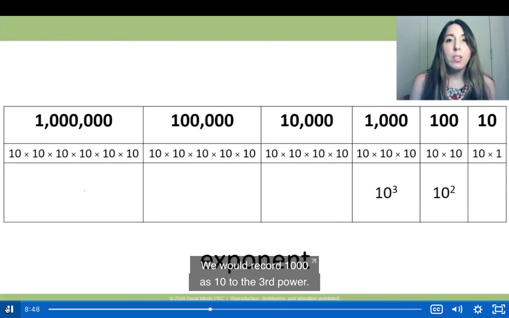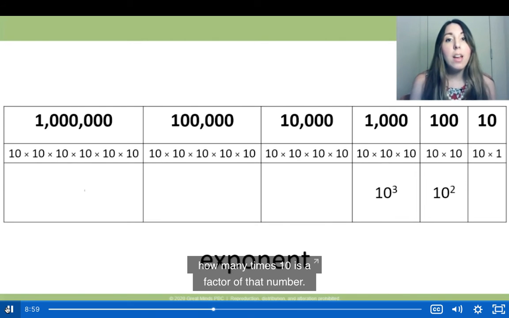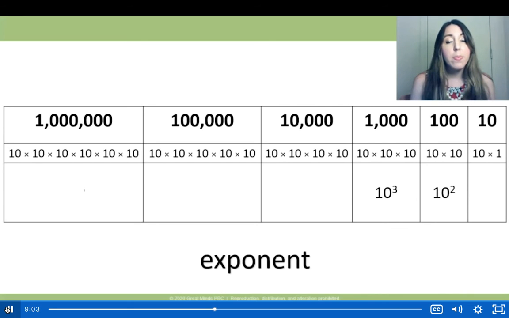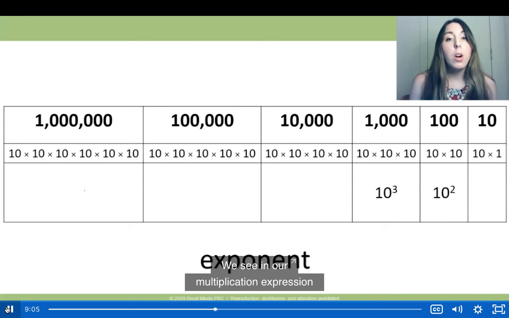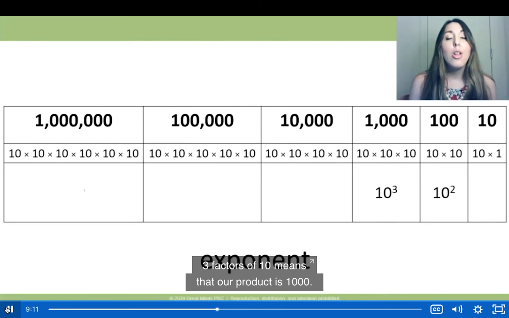We would record 1,000 as 10 to the third power. The 3 is the exponent, and that exponent tells us how many times 10 is a factor of that number. We see in our multiplication expression that we have 3 factors of 10. 3 factors of 10 means that our product is 1,000.